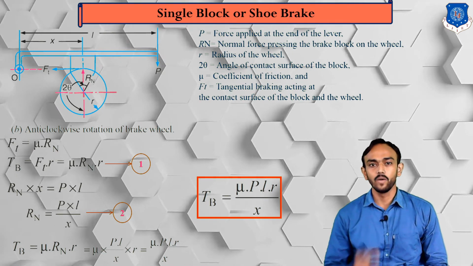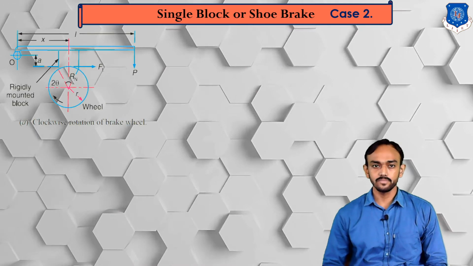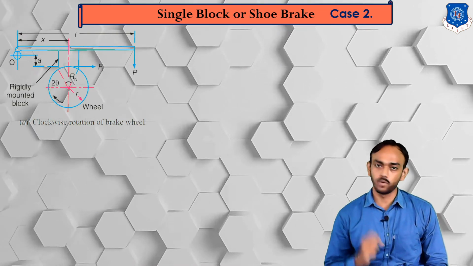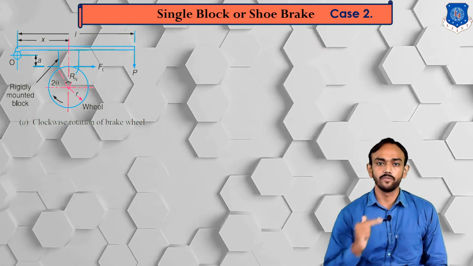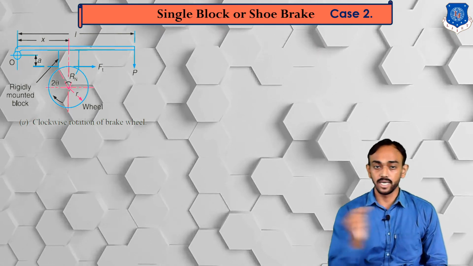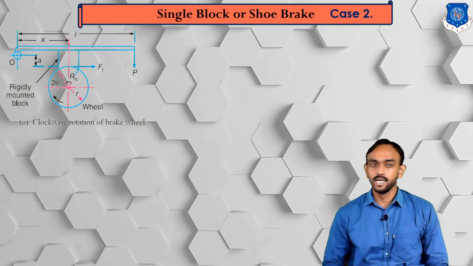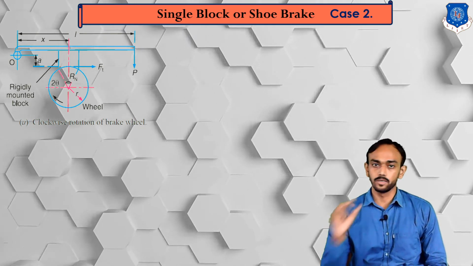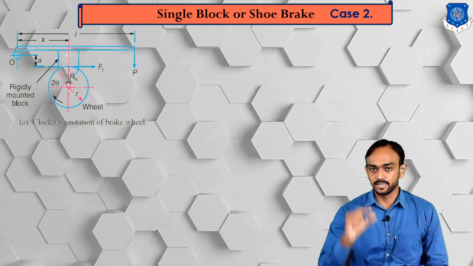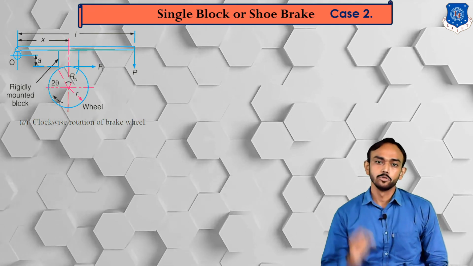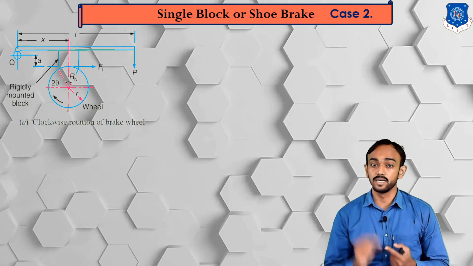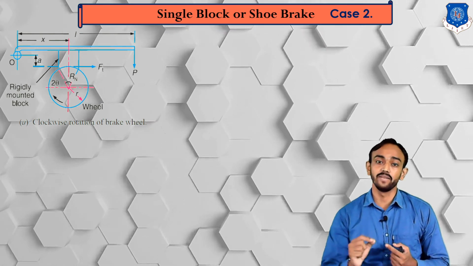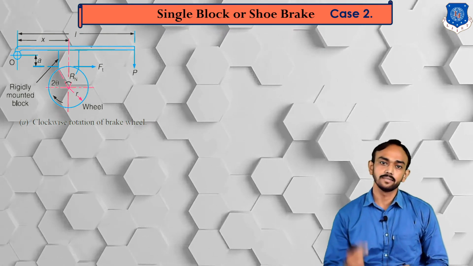Now let's take case number 2. In case number 2, as you can see here, what is the change? You can see the pivot point is above the frictional force. You can check the line of Ft and the line which is passing through the pivot point O, and the distance between them is given as a. The change is that we have to consider that distance, and we have to consider the frictional force when we take the moment. So let's take the moment.